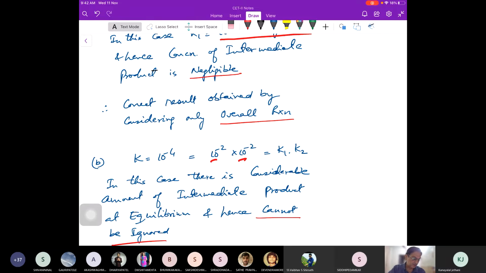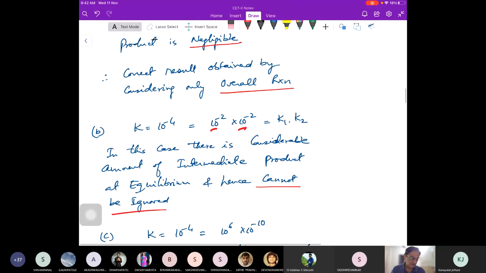In this case, what will happen? Intermediate is a considerable amount because now it is equal. फर्स्ट स्टेप और सेकंड स्टेप का केस इक्वल है, दैट मीन्स जो इंटरमीडिएट है उसका कॉन्सेंट्रेशन सिग्निफिकेंट रहेगा, और हेंस वी कैन नॉट इग्नोर इट. जब K1 का वैल्यू ज़्यादा रहेगा और कंपेरेबल टू K2 रहेगा तो देन वी कैन नॉट इग्नोर दैट इंटरमीडिएट. समझ में आ रहा है? एनी क्वेश्चंस सो फार?